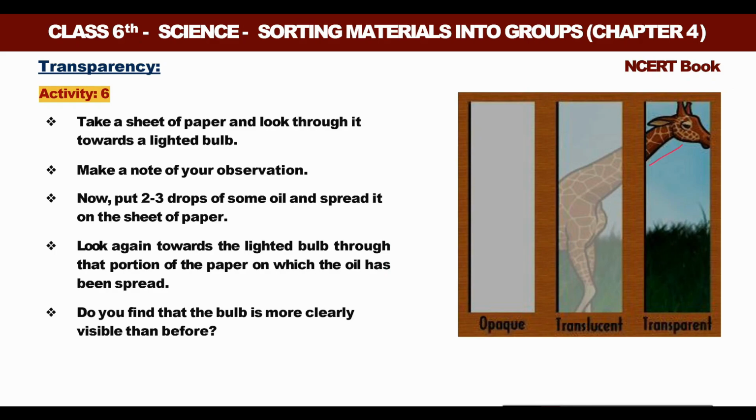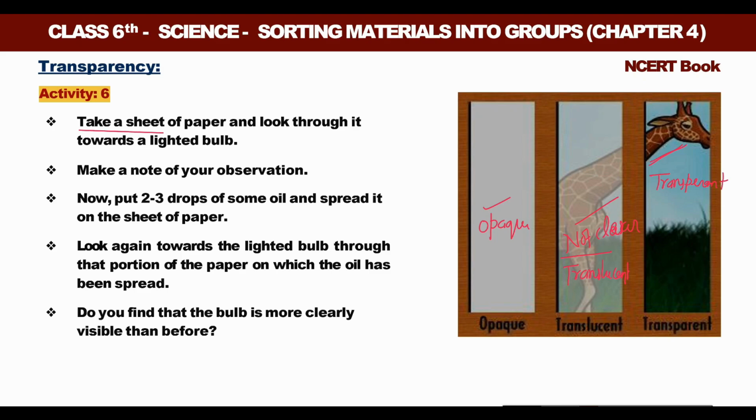Here you can see that some portion of the giraffe is visible, but not clear. You can see it but it is not clear. And here you cannot see at all. In this one you cannot see. So it is opaque. Here you can see but not clearly, it is translucent. And here it is completely, clearly visible. It is transparent.